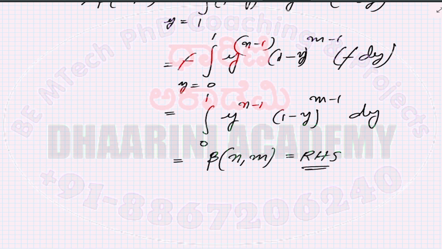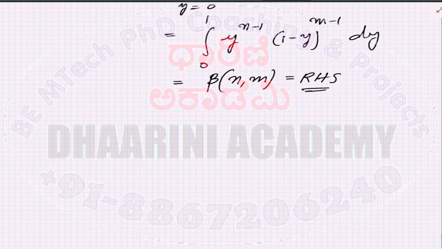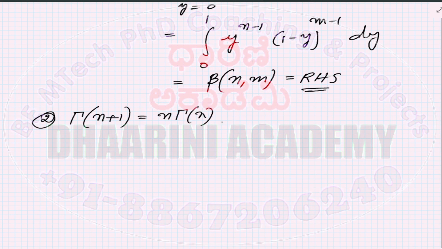Go to the second property. Okay, this is property number 2, and for property number 2, we look at a property of the gamma function. The second property is the gamma function of n plus 1 is equal to n gamma n. This is the first part of that, and I have another part to this.